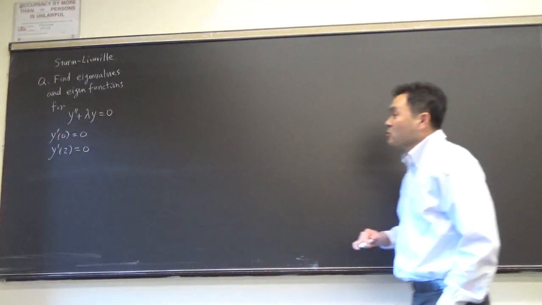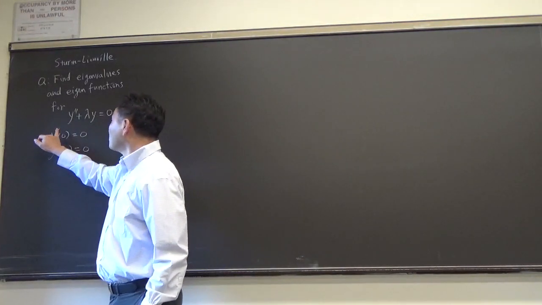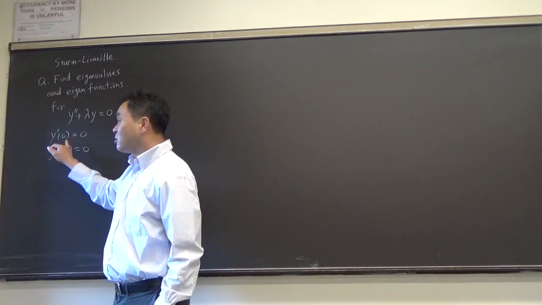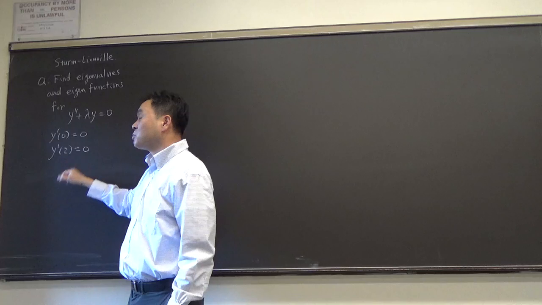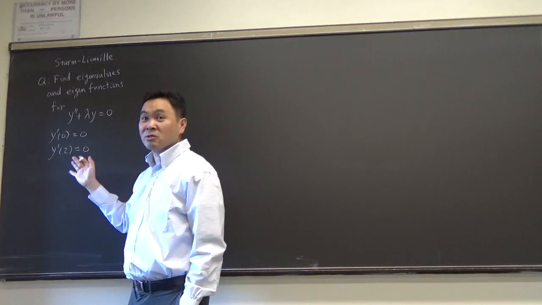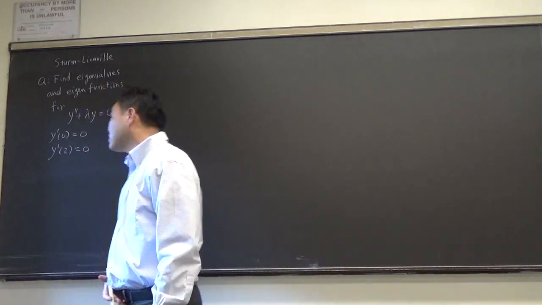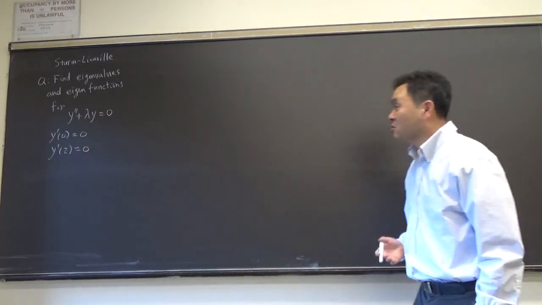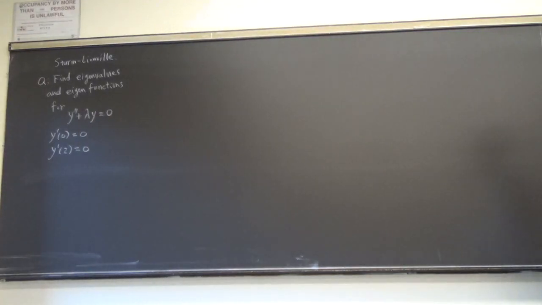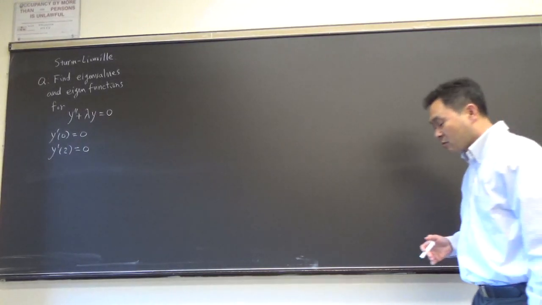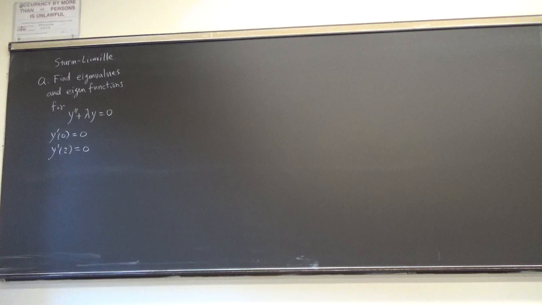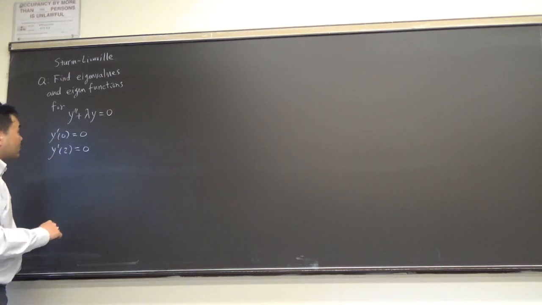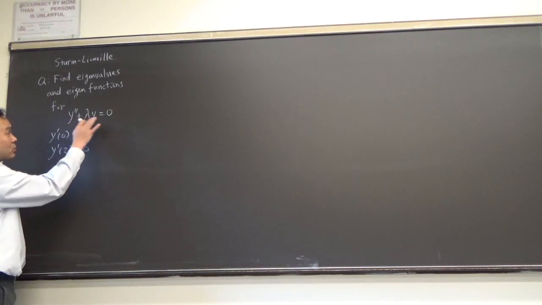So for example, you could have no prime for y of 0, but the prime for the other one. You can also have like y plus y prime evaluated at 0 equal to 0. There are many different things you can do with this, and they will all have different eigenvalues and eigenfunctions.